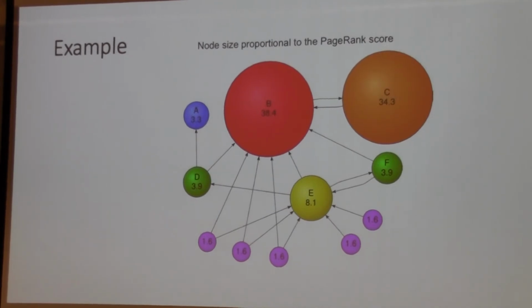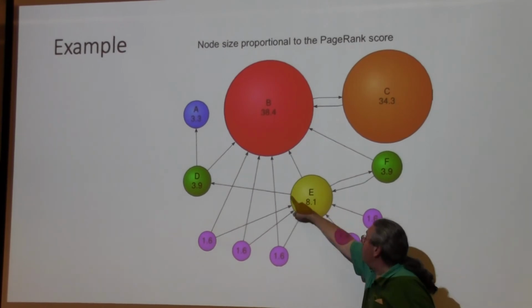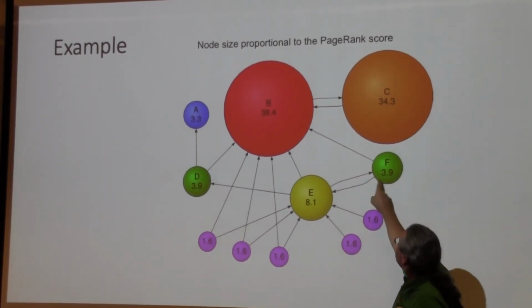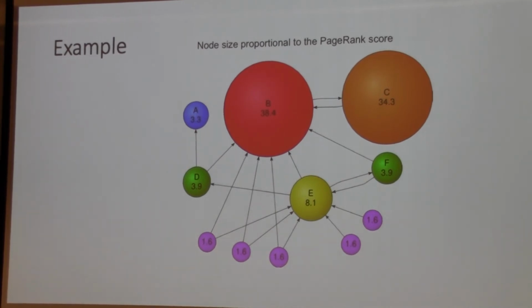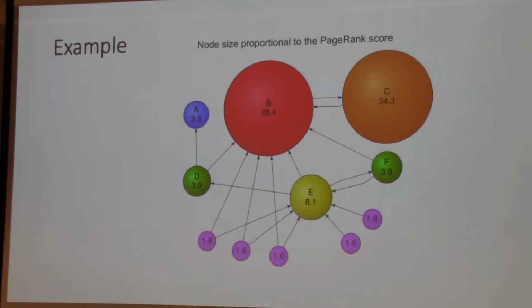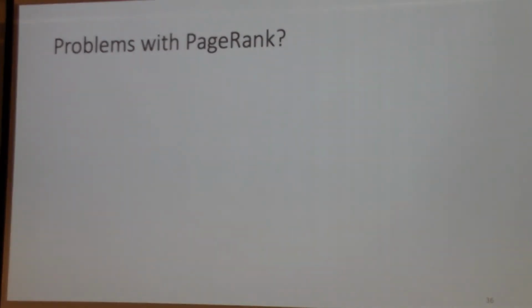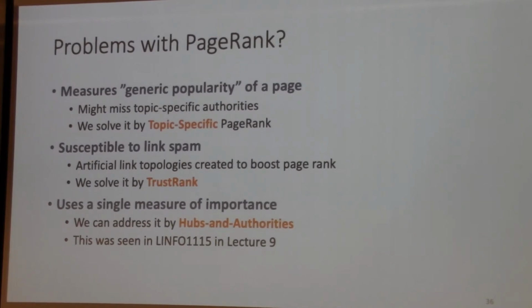So and then you get something like this. So here you have a graph. Here each of the node sizes is proportional to the PageRank. So B and C are very important pages, but all the little purple pages are not so important. Okay, so that's PageRank. But PageRank is not the end of the story. There's some problems, okay, with PageRank that we're going to solve.